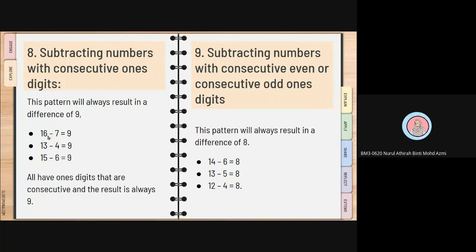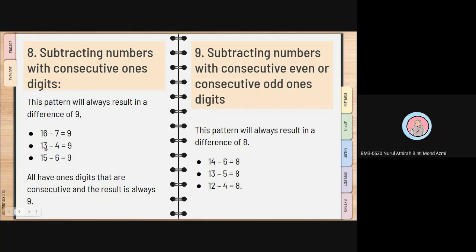For example, 16 minus 9. We know that the one digit in 16 is 6, and after 6 we see that the subtrahend in the equation is 7. So 16 minus 7. This pattern always results in a difference of 9.